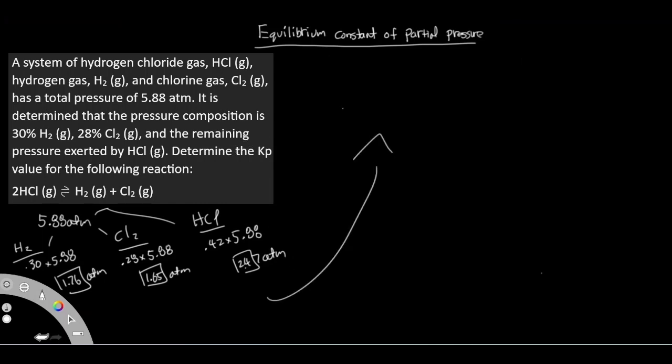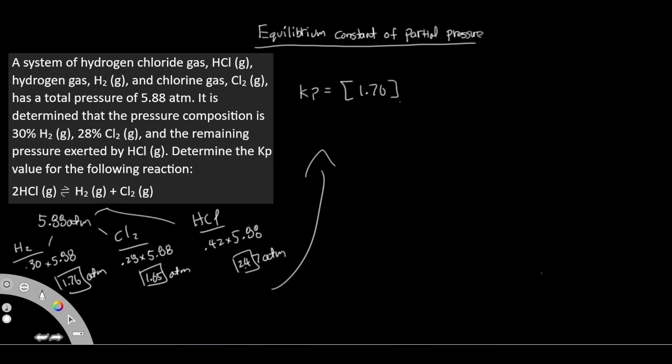So let's bring this up here. Okay, so the Kp is going to be our products. Okay, obviously we have this and this, and it seems to be all balanced out now anyway. So H2 and Cl2 we're going to be putting beside each other. So H2 is going to be 1.76, and what else do we have? We have Cl2, 1.65, and then our denominator here is 2.47. And this one has a 2, so we got to put that up there. What do you end up getting for your answer? I end up getting 0.4759.